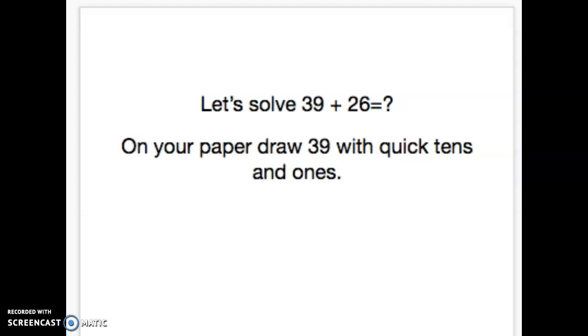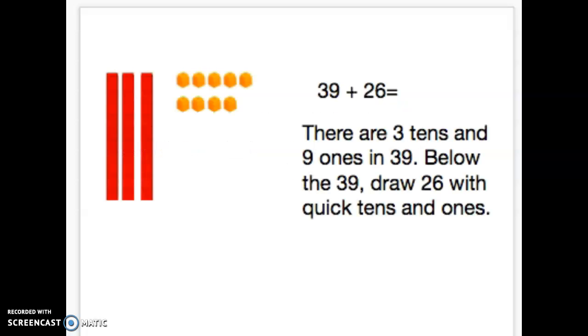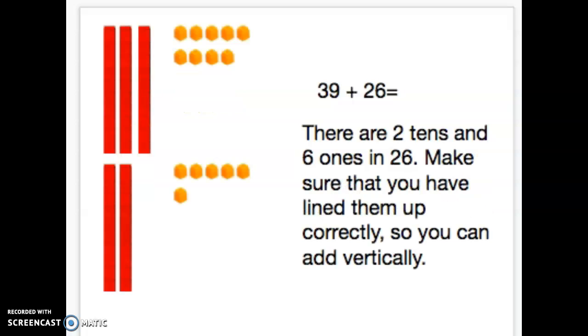Let's solve 39 plus 26. On your paper, draw 39 with quick tens and ones. There are 3 tens and 9 ones in 39. Below the 39, draw 26 with quick tens and ones. There are 2 tens and 6 ones in 26. Make sure you have them lined up correctly so that you can add vertically. Here are my tens. Here are my ones.